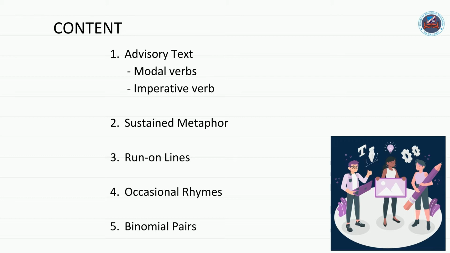Today we will discuss from the second unit, that is modern living, and the subtopics are advisory text, modal verbs, imperative verbs, sustained metaphor, run-on lines, occasional rhymes, and binomial pairs. So let us now look into what advisory text is all about.